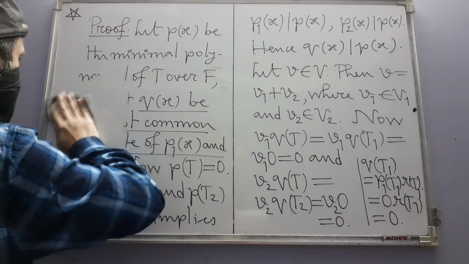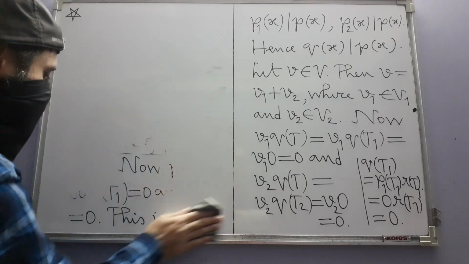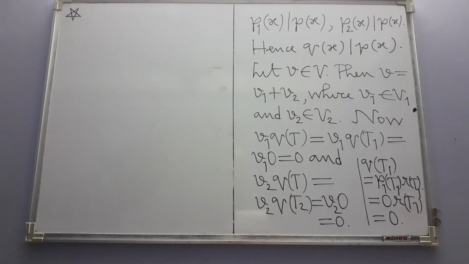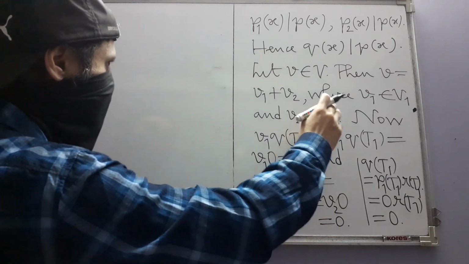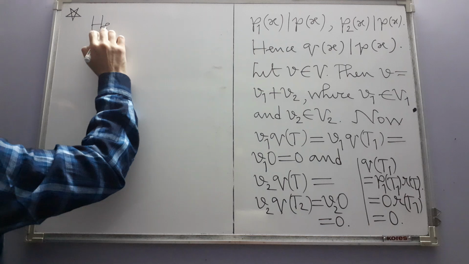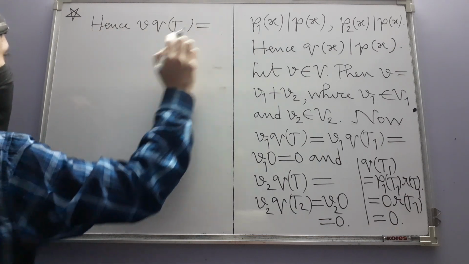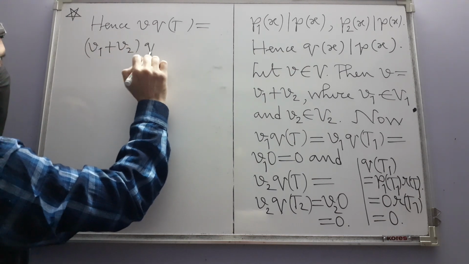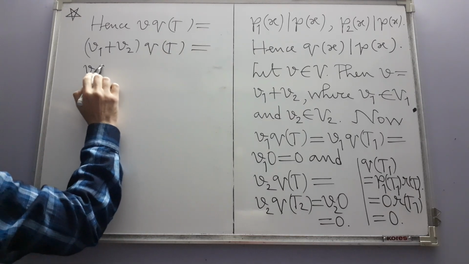So what is the consequence of all these things now? Having calculated these two things, we can now calculate the image of v under q of T. This is equal to q of T applied to v1 plus v2. Q of T is after all a linear operator, so it will respect addition.